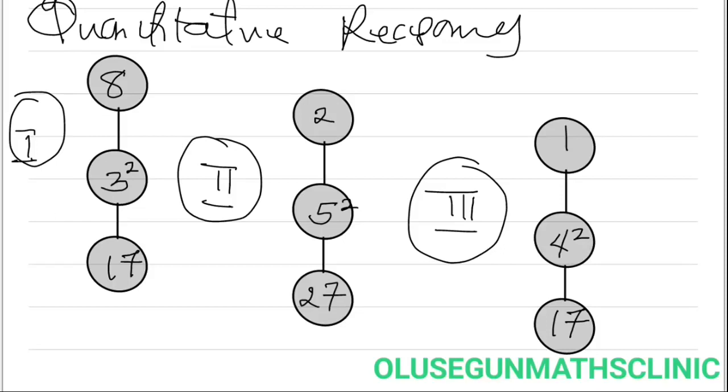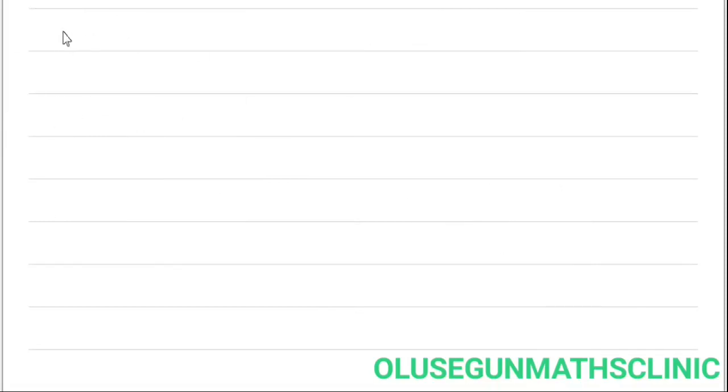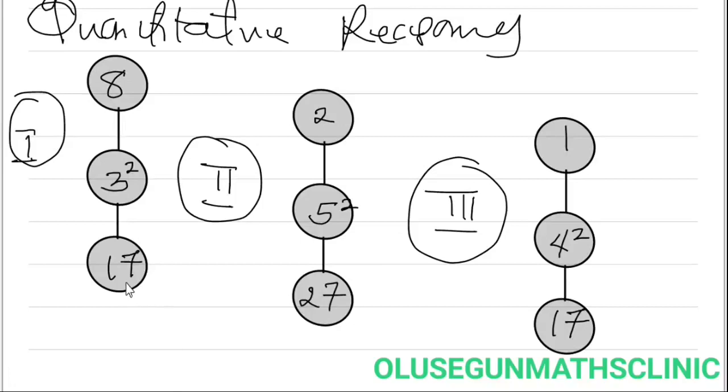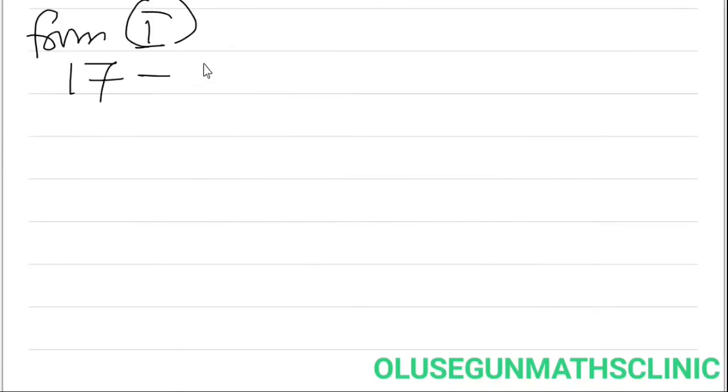So let's study figure 1. From 1, let's study it better. What you observe from that place is we have 17 minus something. This is 17. You subtract this from this to give us 9. And 9 is what we call 3 squared. So now, 17 minus 8 gives us 9. And 9 is 3 times 3. And 3 times 3 is 3 squared.